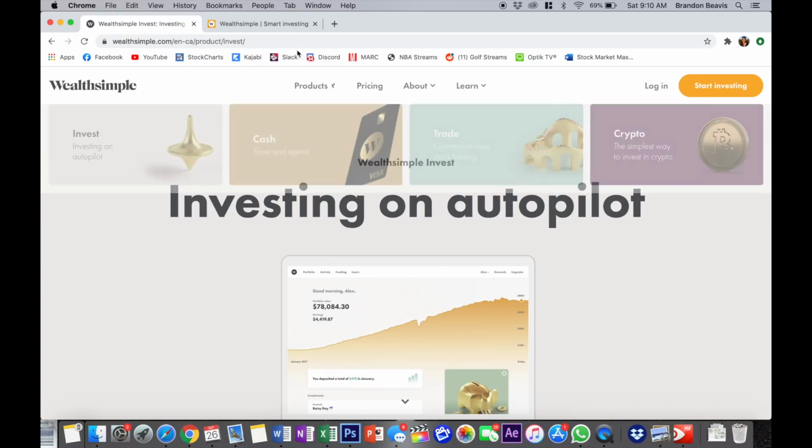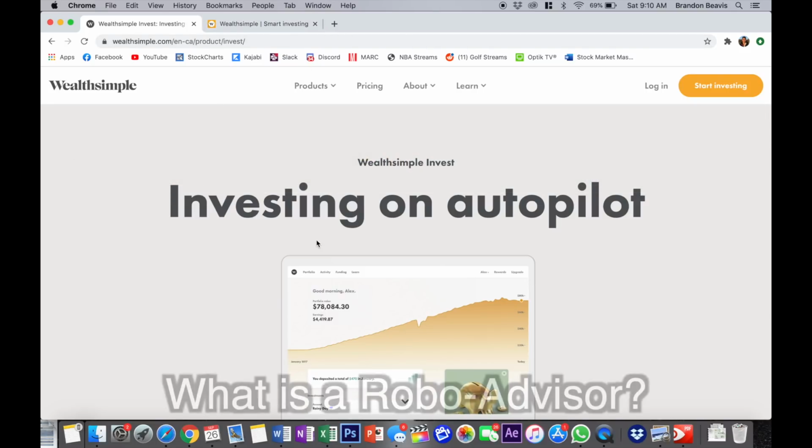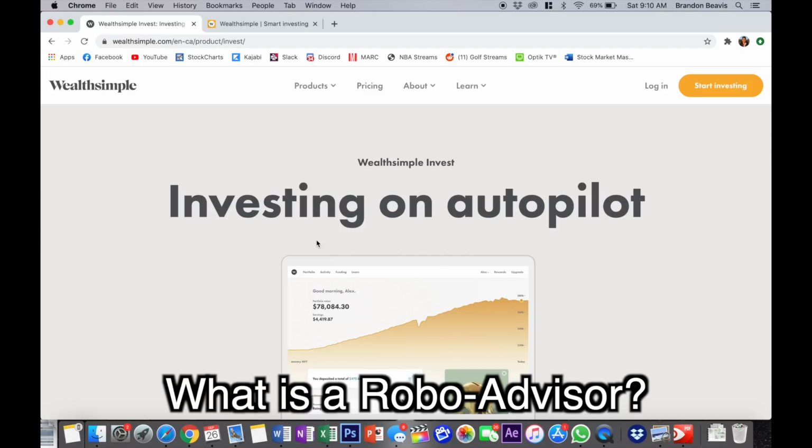But before we dive into the actual account and show you guys how that works, let's start with the top level question and ask ourselves, what is a robo-advisor? Because I know it's a very blurry question. It's a very blurry area for some people. Is it a real robot that you're looking at? Are you sitting face to face with some machine of some sort?